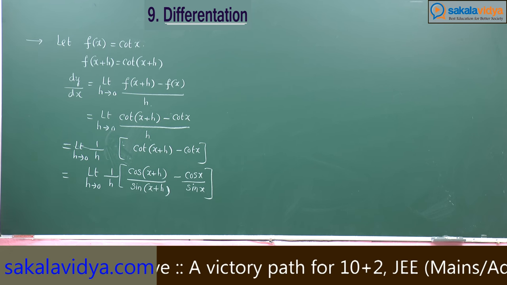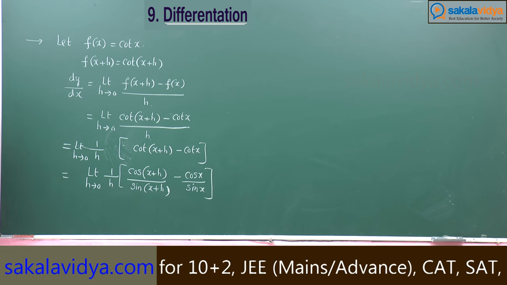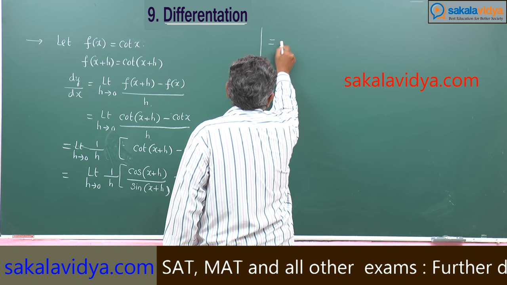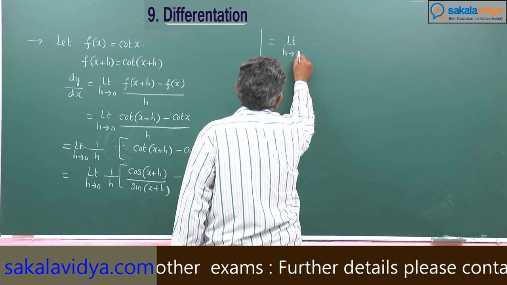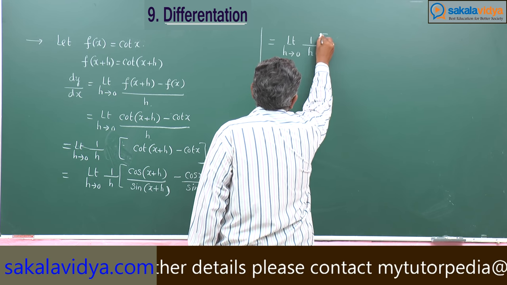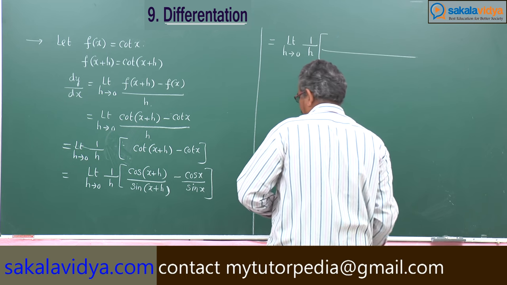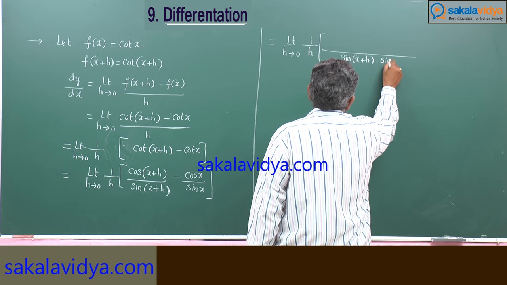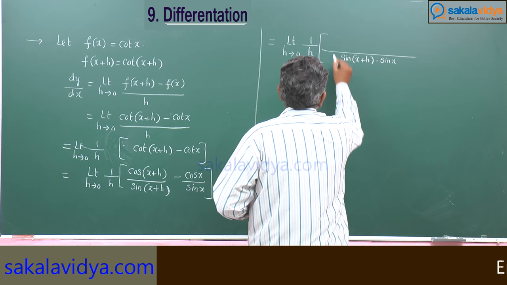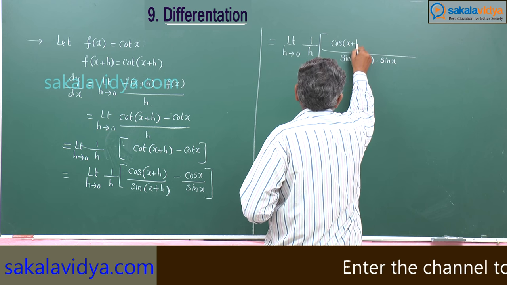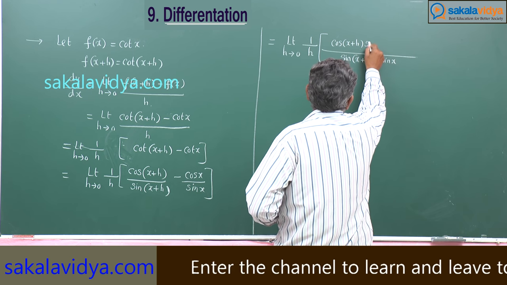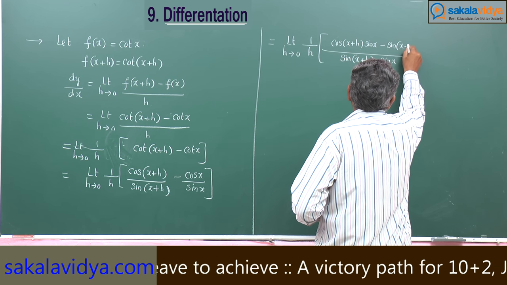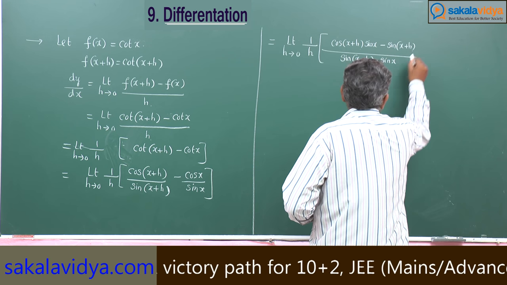So, now this can be simplified. Limit h tends to 0 of 1 by h into, here the LCM is sin of x plus h into sin x. Now, this becomes cos of x plus h into sin x minus sin of x plus h into cos x.